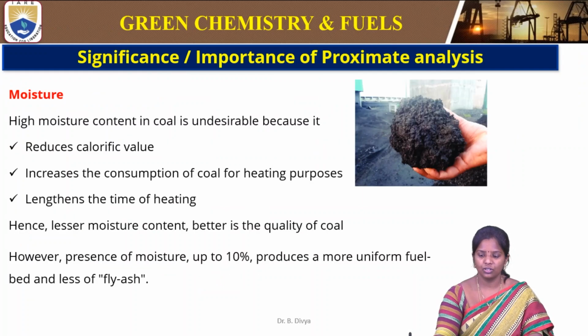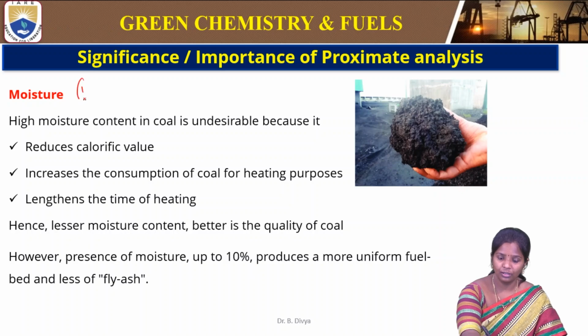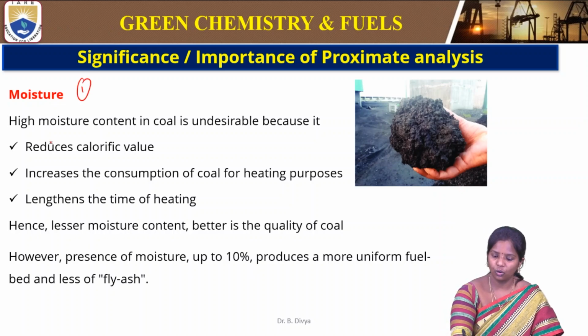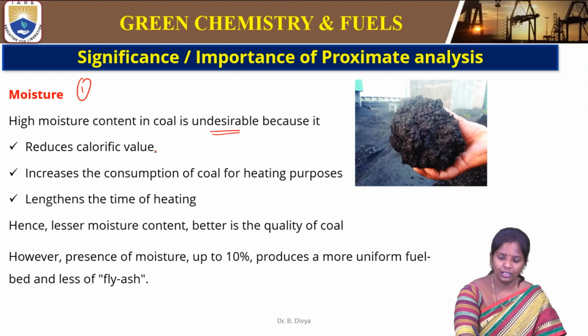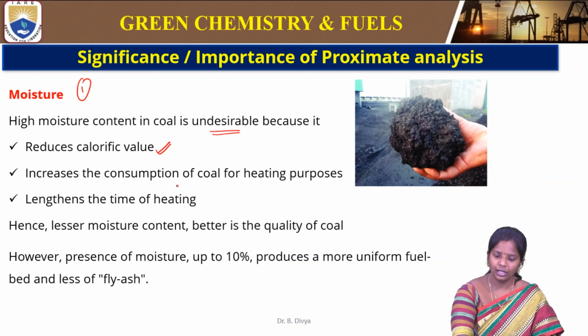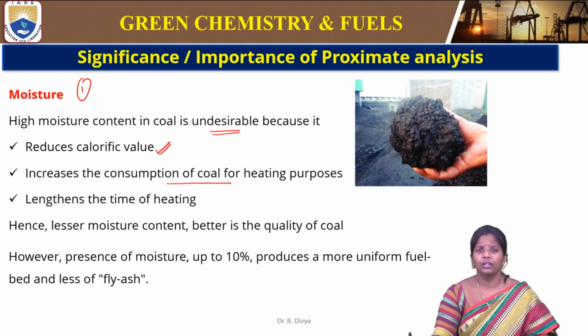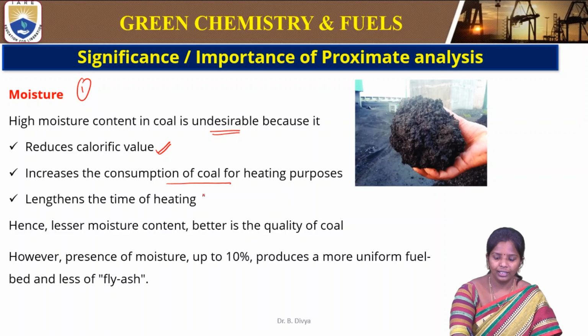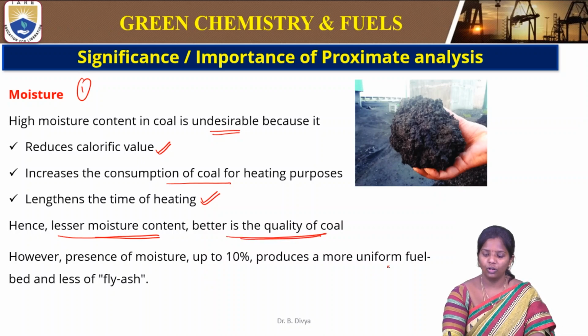Then the significance or importance of this proximate analysis. In the moisture, what happens? High moisture content in the coal is undesirable. We really don't require this moisture in the coal. It increases the heating time because it reduces the calorific value, and increases the consumption of coal for heating purposes. More coal is required to get some energy, and it also lengthens the time of heating. Hence less moisture content means better quality of the coal. The less the moisture, the better the quality of the coal.